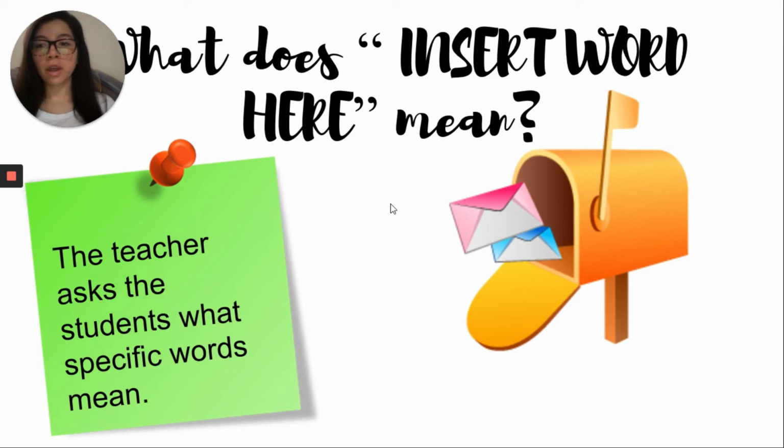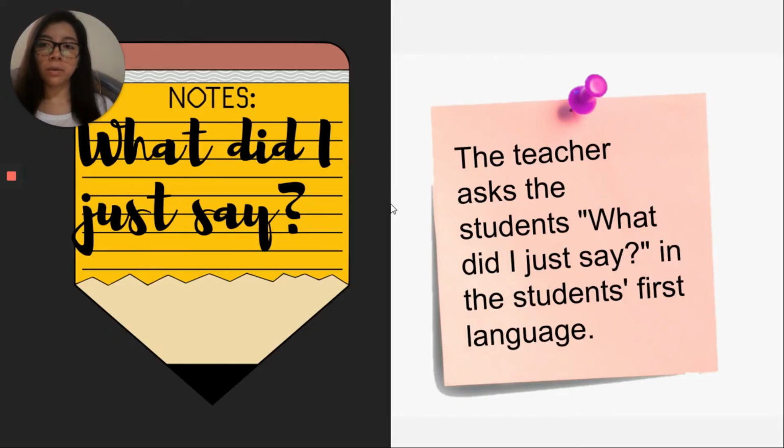What does insert word here mean? The teacher asks the students what the specific words mean. Teachers generally use this after they ask a circling question but didn't get a strong response. And finally, we have what did I just say? The teacher asks the students what did I just say in the students' first language. This way, the students can be sure of the full meaning of the sentence or question they just heard.